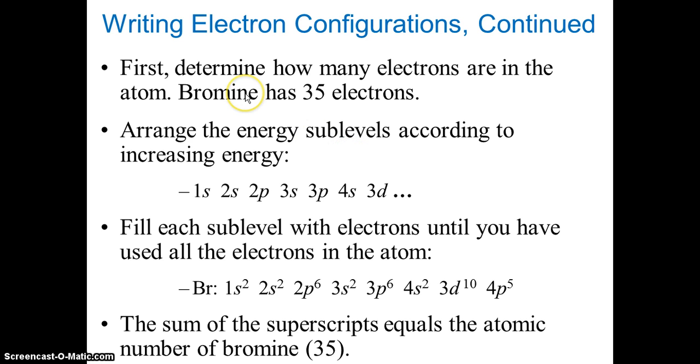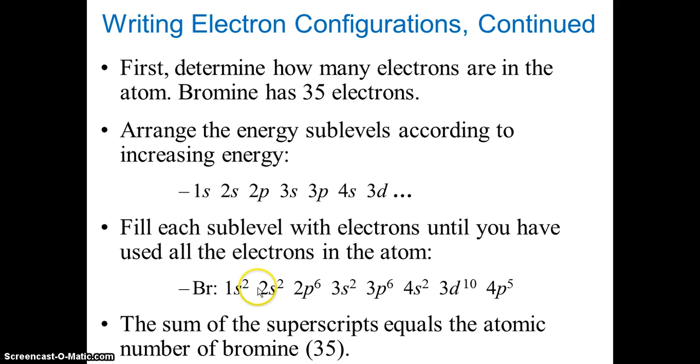So first, let's start with bromine. In the periodic table, bromine has atomic number 35. That means it has 35 protons and 35 electrons. Now we are going to organize energy sublevels according to increasing energy. We know that 1s comes first, then 2s, 2p, 3s, 3p, 4s, 4d, and so on. And now we have 35 electrons.